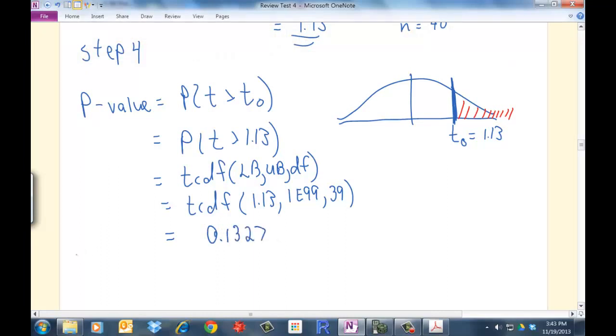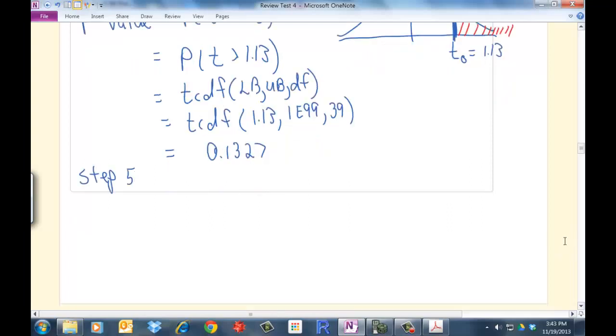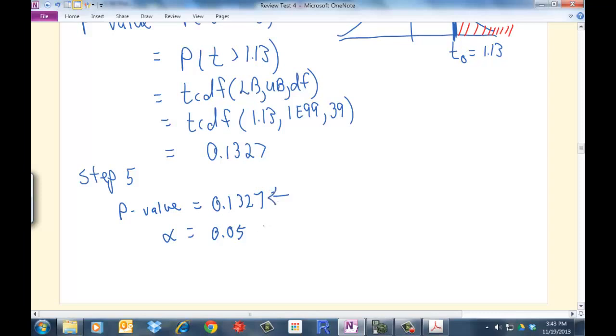Okay. Step 5: compare the p-value to alpha. Alpha is 0.05. And if the p-value, if this number right here is less than this number, then we reject. Well, of course it's not less than 0.05, so we fail to reject.